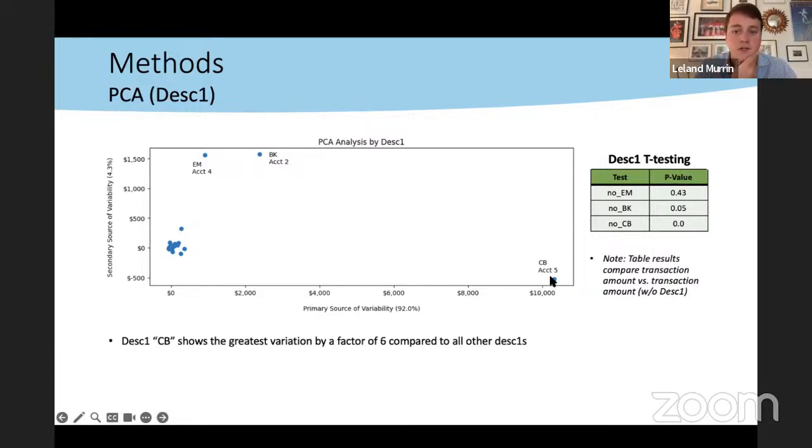To further confirm this, we conducted some t-testing on these 3 description 1s. The table on the right shows the results of the transaction amount versus transaction amount with those description 1s' transactions removed. So is there any significance in the difference in the variation of the data set if those description 1s' transaction amounts were removed? The only one that had a significant p-value for this was CB. So its removal from the data set just dramatically changed the rest of the data and its variance. So CB is, again, extremely significant.